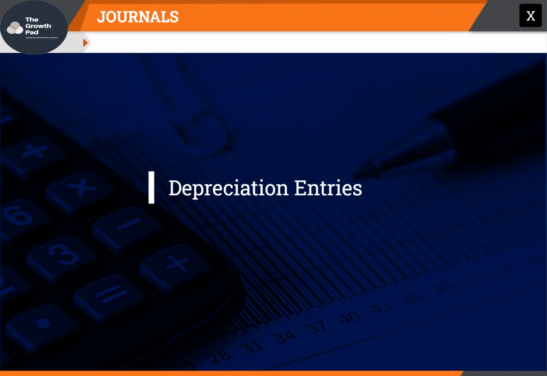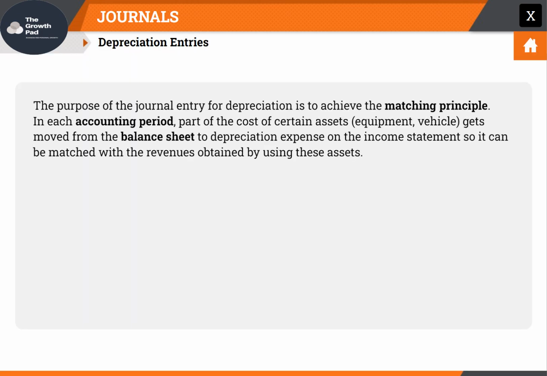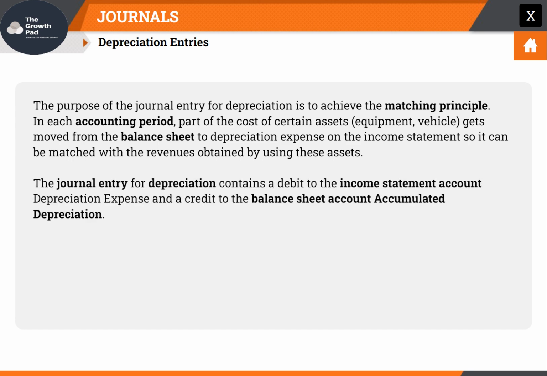Depreciation entries. The purpose of the journal entry for depreciation is to achieve the matching principle. In each accounting period, part of the cost of certain assets, equipment, vehicles, gets moved from the balance sheet to depreciation expense on the income statement, so it can be matched with the revenues obtained by using these assets. The journal entry for depreciation contains a debit to the income statement account depreciation expense, and a credit to the balance sheet account accumulated depreciation.